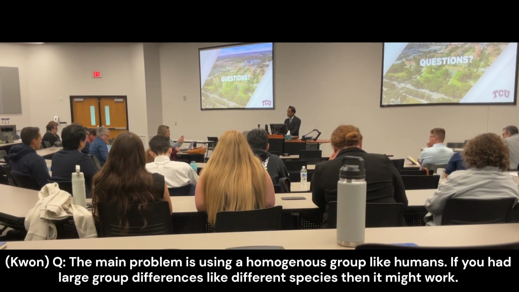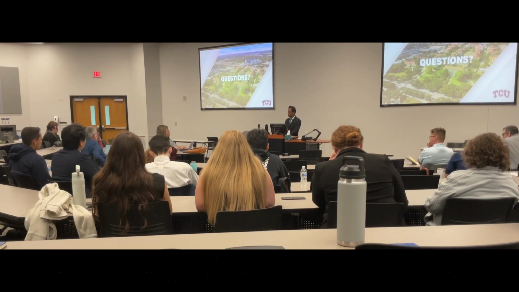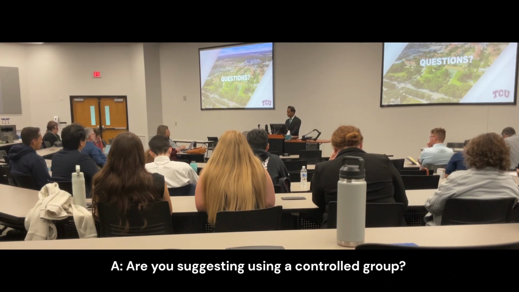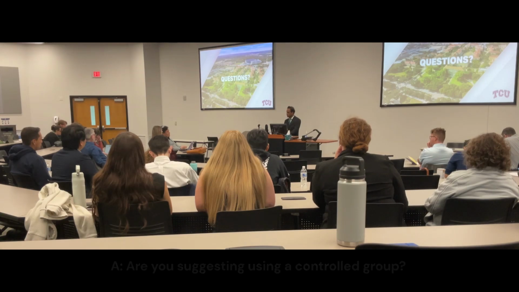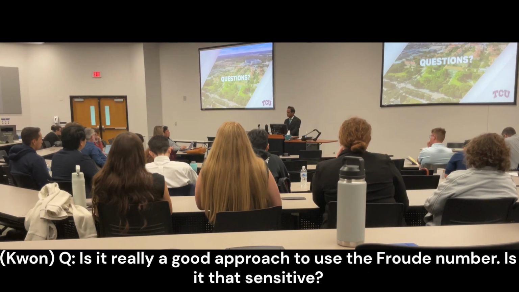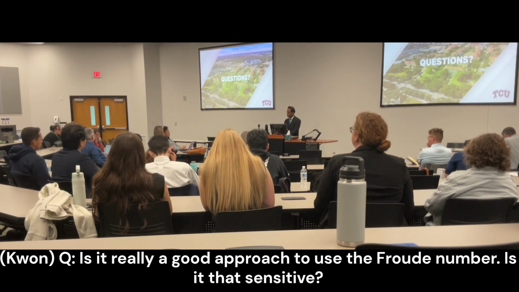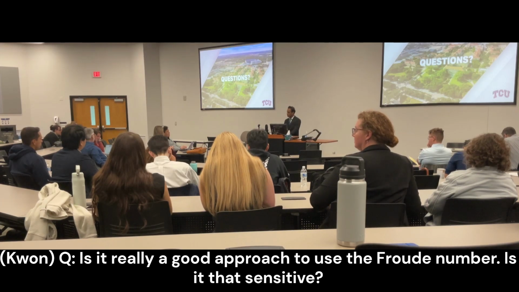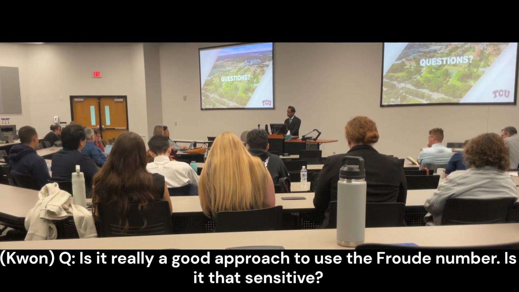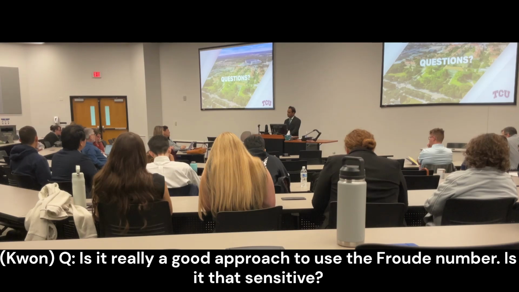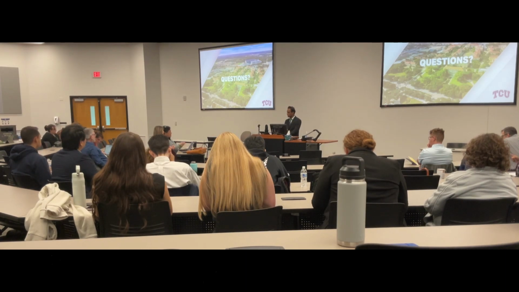So I don't know enough. Are you suggesting controlling for body composition? No. My question is, is it really a good approach to use the Froude number to look at the difference among the sprinters? Is it that sensitive? That's the point. How sensitive is it to really see the differences among them in this case?